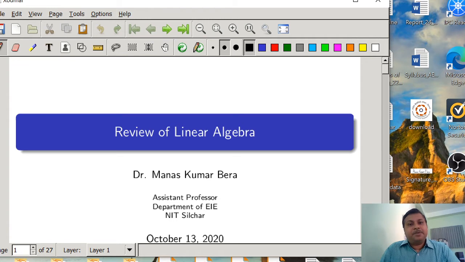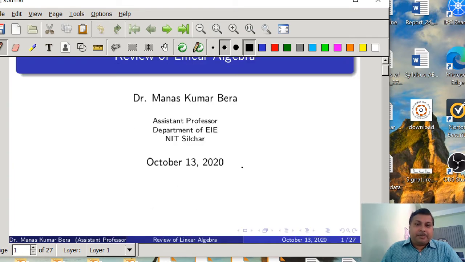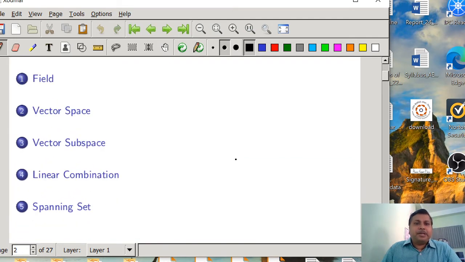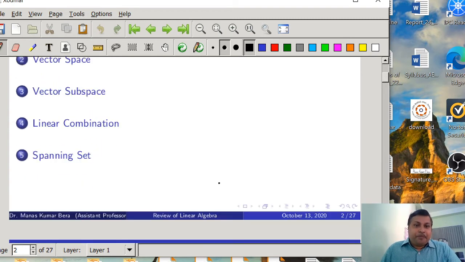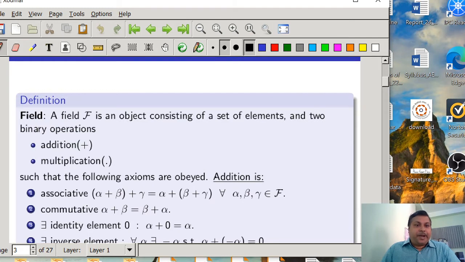Certain concepts we are going to discuss may be known to you, but again we want to recollect them, because frequently after these lectures, when we discuss the topics I mentioned, it is required to understand certain topics related to linear algebra. So today we are going to discuss the field, then vector space, then vector subspace, then linear combination and spanning set. So now we are going to define the field.